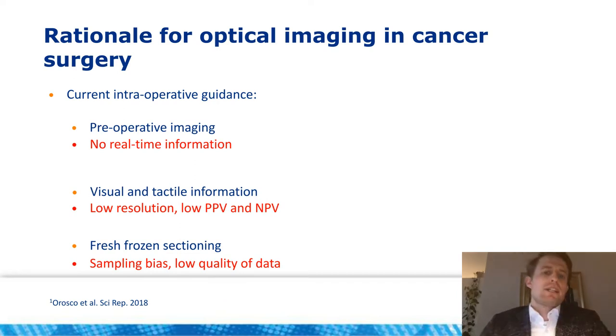The preoperative imaging, like the CT and MRI scan, is not real time, and we know, especially in head and neck cancer, that those cancer lesions can grow very fast. So imagine that you perform an MRI scan 1 or 2 weeks prior to surgery, the situation might have changed, and the patient is in a different position on the operation table. So the correlation between the preoperative imaging and the real-time situation isn't that good.